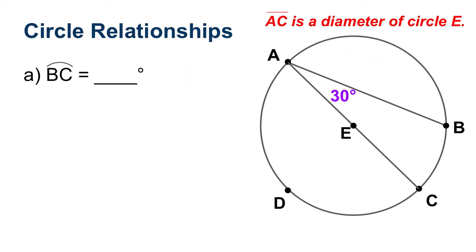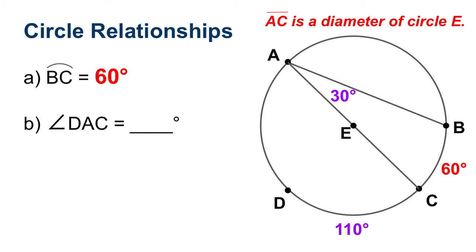So we've got an inscribed angle here, angle BAC. We're going to try to figure out how big the corresponding arc is for that. So if we're talking about angle BAC, the corresponding arc there is BC, and the relationship between an inscribed angle and its arc is that you have to double the angle to get the arc. So if I double 30, I get 60.